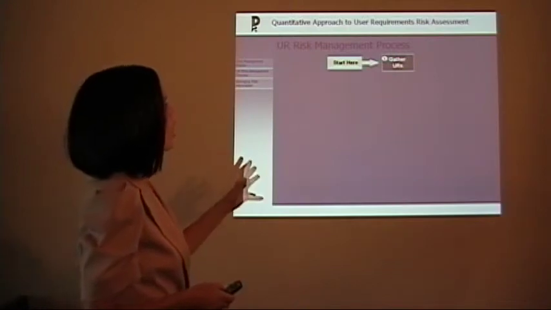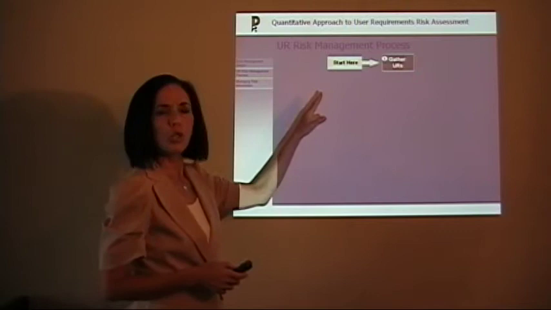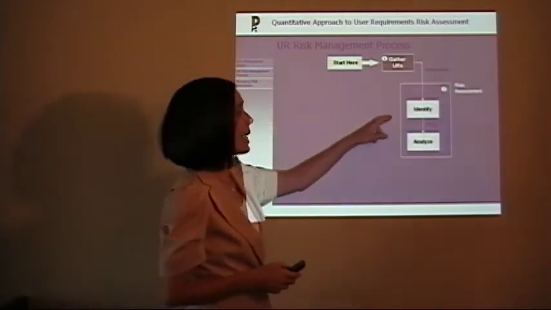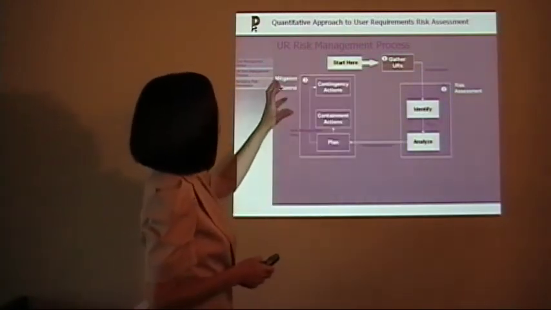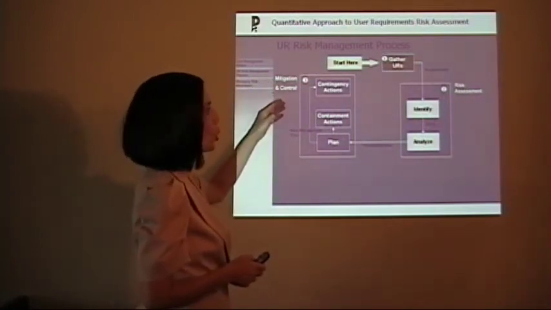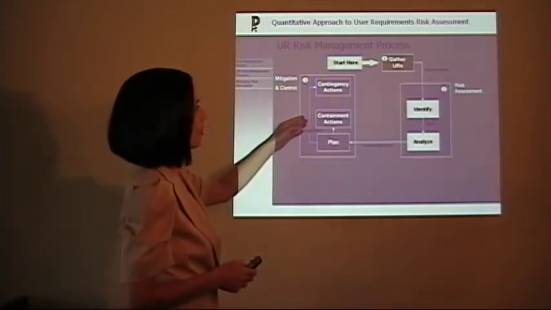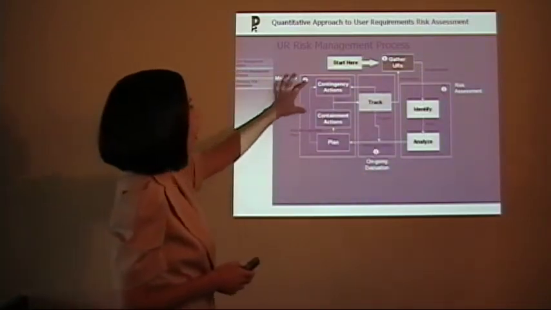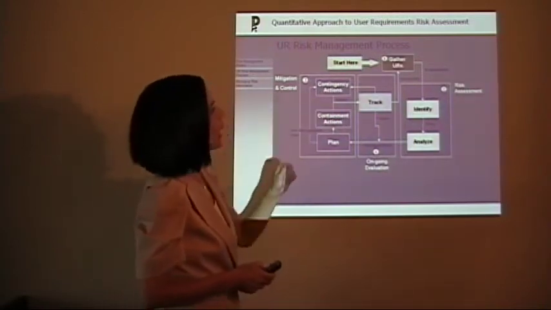So let's look at an illustration now of what we mean with the process of risk management. First, we gather our user requirements. After we gather them, we identify risks and we analyze those risks. After we analyze and prioritize them, we establish mitigation controls in order to reduce the risk levels through contingency and containment actions. And once we put those in place, we do an ongoing evaluation to always keep those risk levels down. So let's look at the beginning.